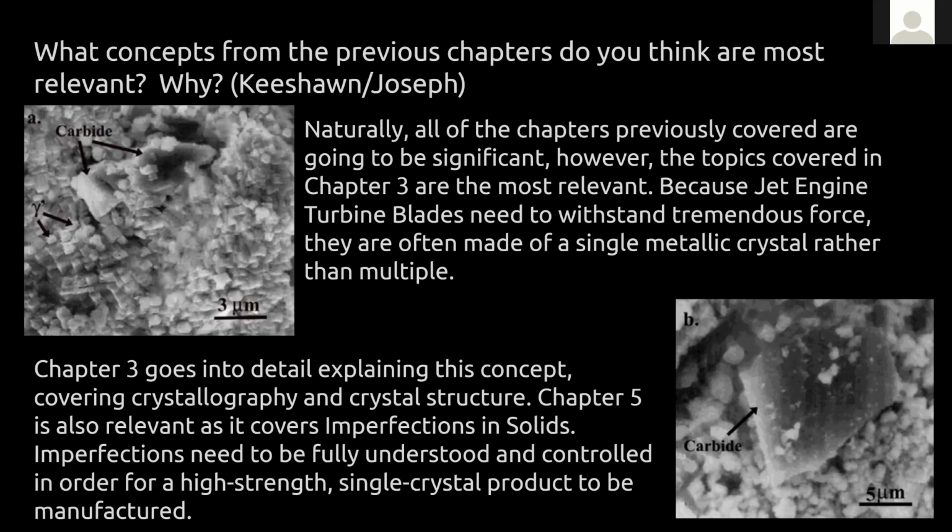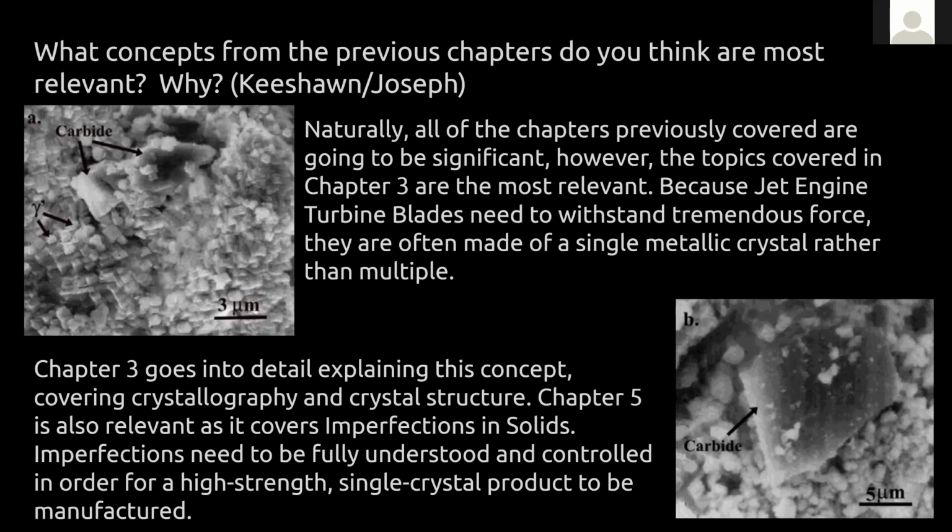By default, all the chapters previously covered are going to be significant. However, the topics covered in Chapter 3 are the most relevant. Since jet engine turbine blades need to withstand tremendous force, they are often made of a single metallic crystal rather than multiple. Chapter 3 goes into detail explaining this concept, covering crystallography and crystal structures.